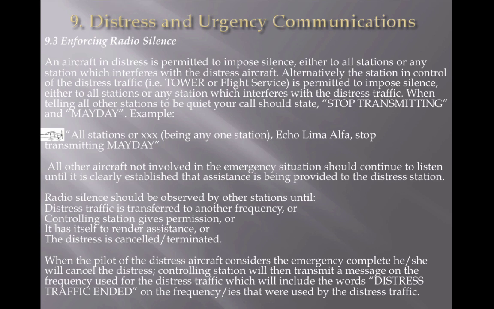An aircraft in distress is permitted to impose silence, either to all stations or any station which interferes with the distressed aircraft. Alternatively, the station in control of this distressed traffic, i.e. the tower or flight service, is permitted to impose silence either to all stations or any station which interferes with that distressed traffic. When telling all other stations to be quiet, your call should state stop transmitting and Mayday. For example, all stations or the particular station that's infringing, Echo Lima Alpha, stop transmitting Mayday.